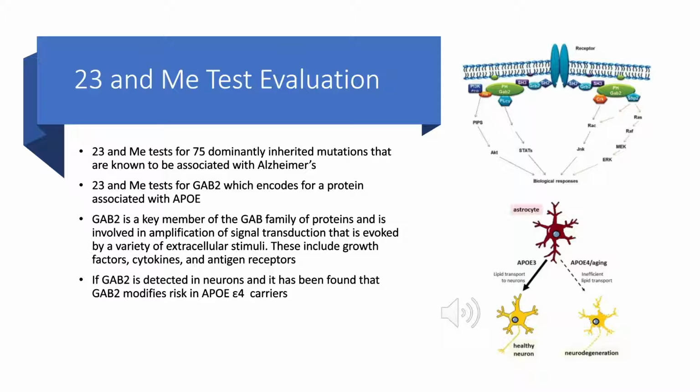If GAB2 is detected in neurons, it has been found that GAB2 modifies risk in APOE4 carriers. In SNP RS2373115, the risk allele is G. If you have one of these alleles, your risk goes up by 4.1%.